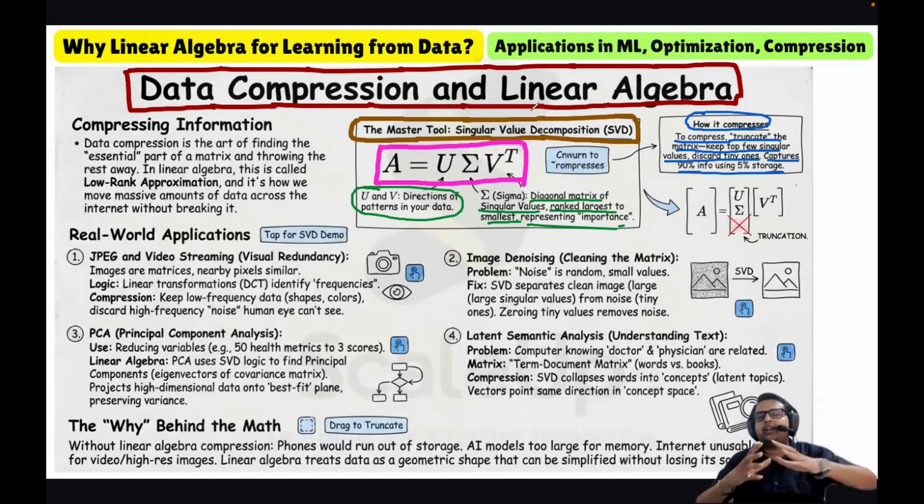data, we break it into three parts, and the sigma is a diagonal matrix of singular values which are ranked from largest to smallest. So only the top few singular values we will consider, and all other values we can truncate, we can discard. In this way, we are retaining 90% of the information using 5% of the storage. So that is how data compression plays a role.